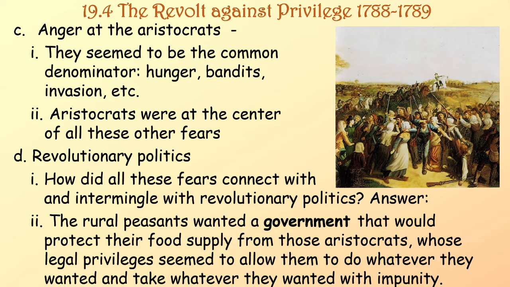The 4th cause, revolutionary politics. Now, I know what you're thinking. How did all these fears connect with and intermingle with revolutionary politics? Well, here's the answer. The rural peasants wanted a government that would protect their food supply from all those aristocrats whose legal privileges seemed to allow them to do whatever they wanted and take whatever they wanted with impunity.